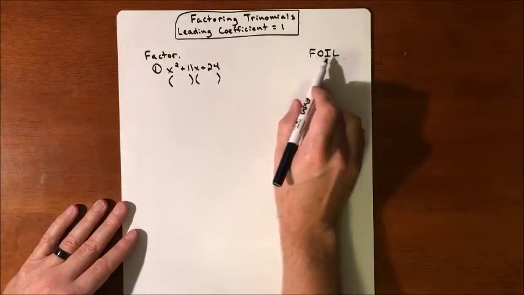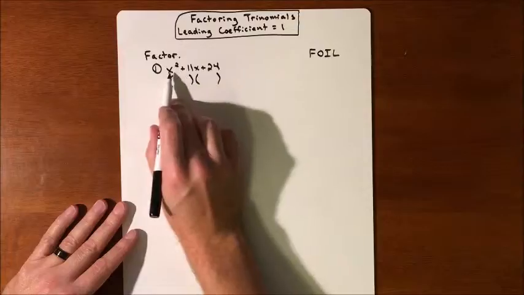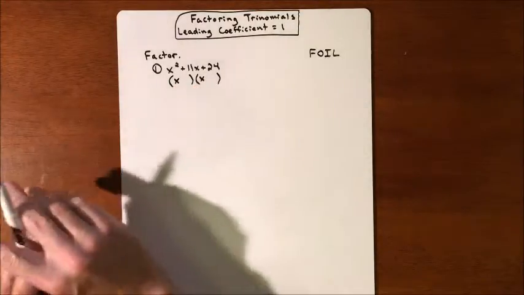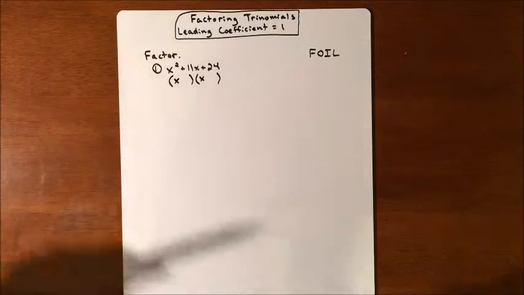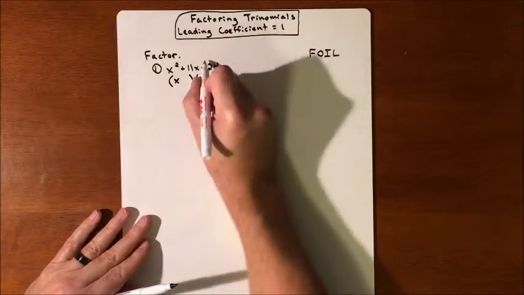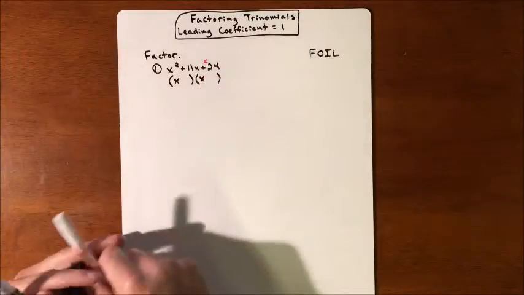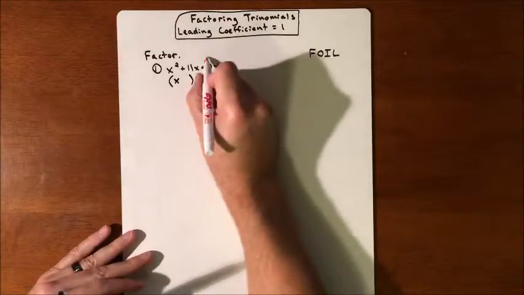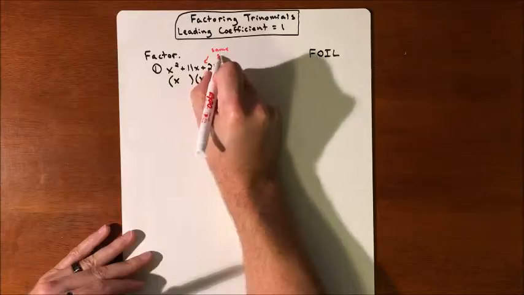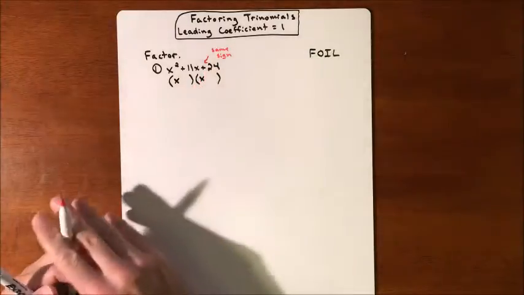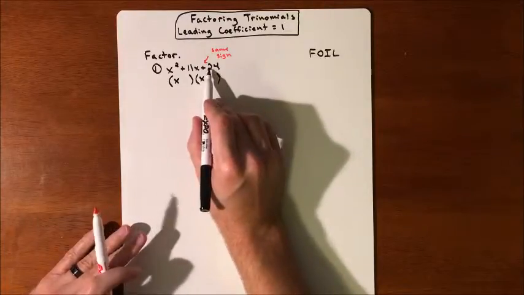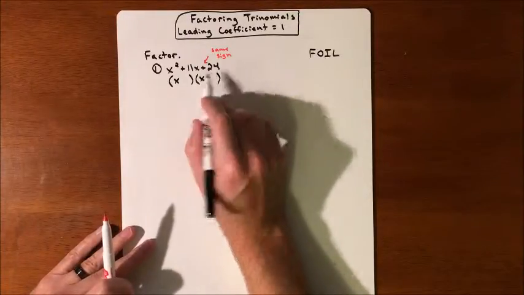So there are little hints along the way, and the first part of this is first times first; FOIL is first, outer, inner, last. First times first makes x squared, so x times x. Then we have some hints to what we got going on. The fact that that's a plus 24 means that whatever multiplies to make 24, the signs are going to be the same. So we need last times last to make a positive 24. They're either both going to be positive or they're both going to be negative.